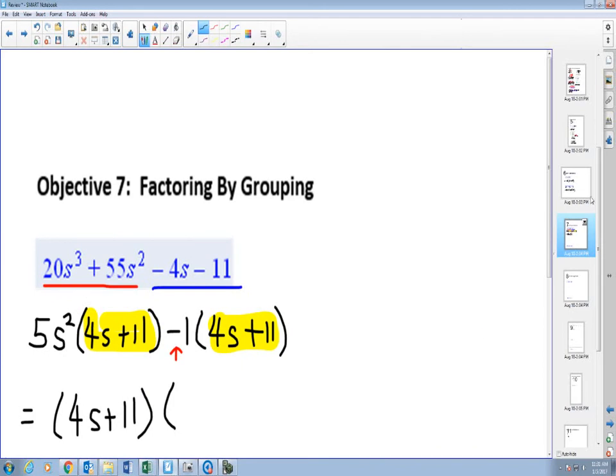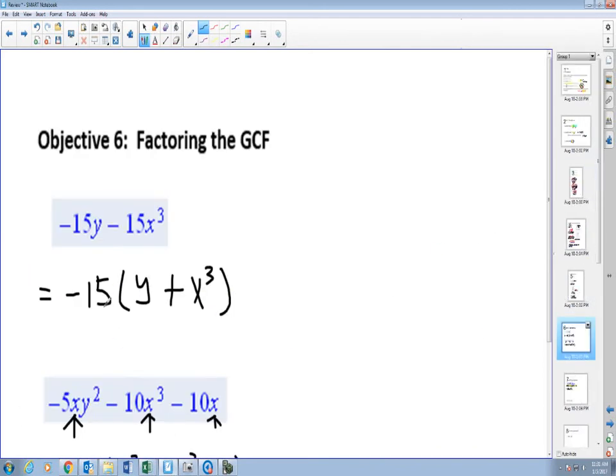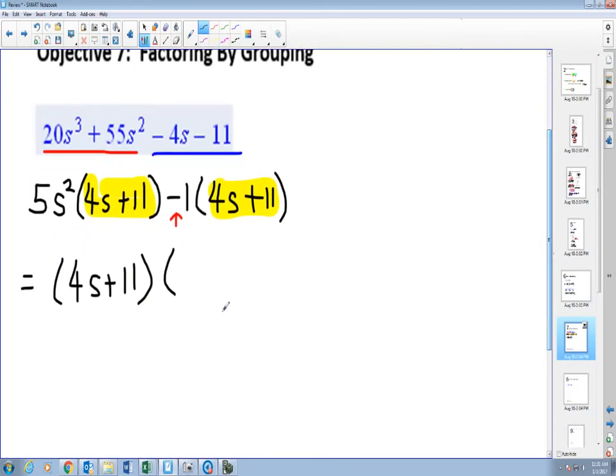Because earlier, this negative 15 was not in the parentheses because this is only 1 term coming out, so I don't have to put it. If I got 2 terms representing 1 greatest common factor, they got to be in the parentheses. So if I take away the 4s plus 11 from the first term, 5s squared is left. In the second term, negative 1 will be left. So that will be your answer.